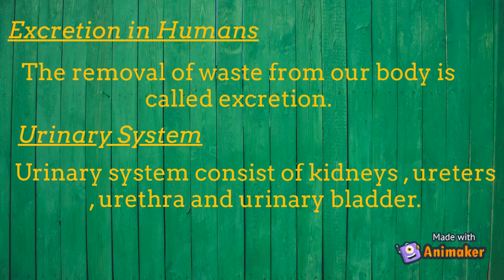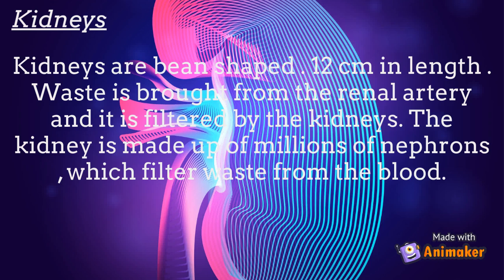Excretion in humans. The removal of waste from our body is called excretion. Urinary system. The urinary system consists of kidneys, ureters, urethra and urinary bladder. Kidneys are bean-shaped, 12 centimeters in length.